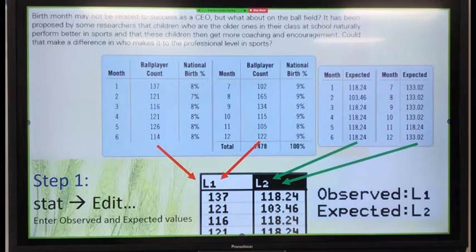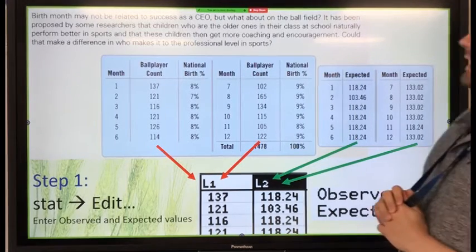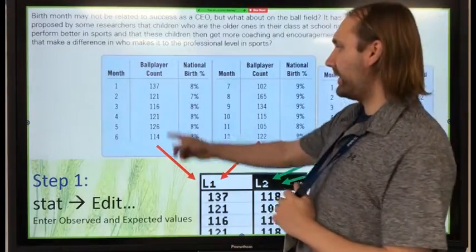Birth months may not be related to success as a CEO, but what about on the ball field? It has been proposed by some researchers that children who are the older ones in their class at school naturally perform better in sports than the other children, since they get more coaching and encouragement. Could that make a difference in who makes it to the professional level in sports? So, I went out there and I asked ball players, what month were you born? And I went in and counted.